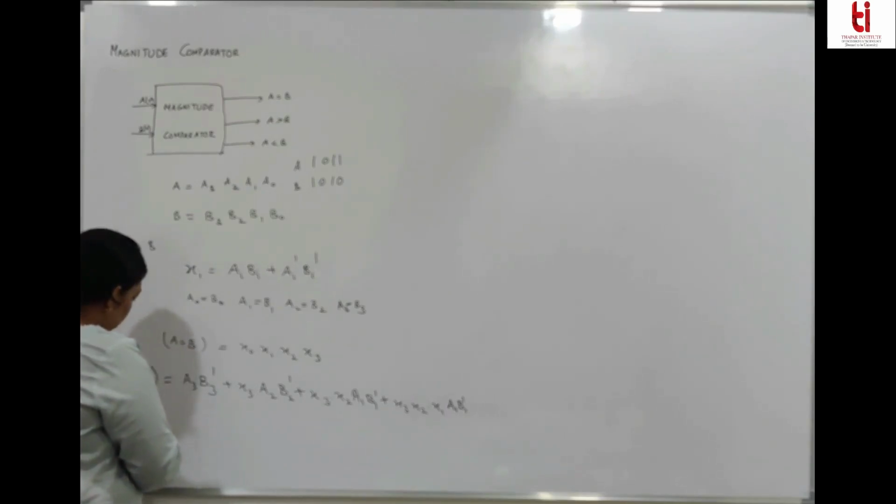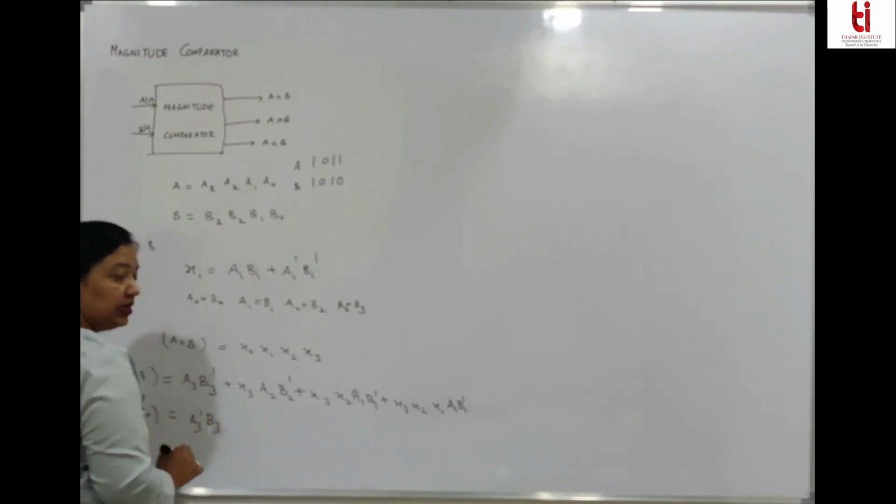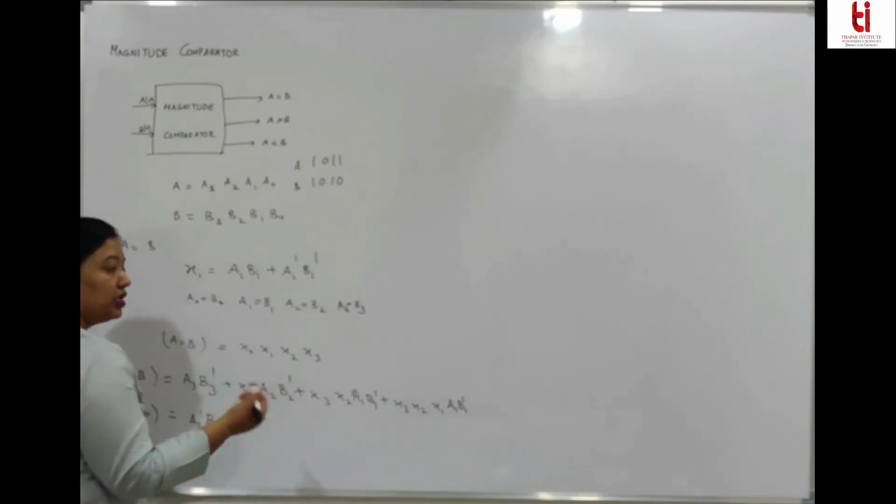Similarly, if we go by step, finite set of steps, we'll have if A is less than B, A3. If A is less than B, that means A3 is 0, B is 1.